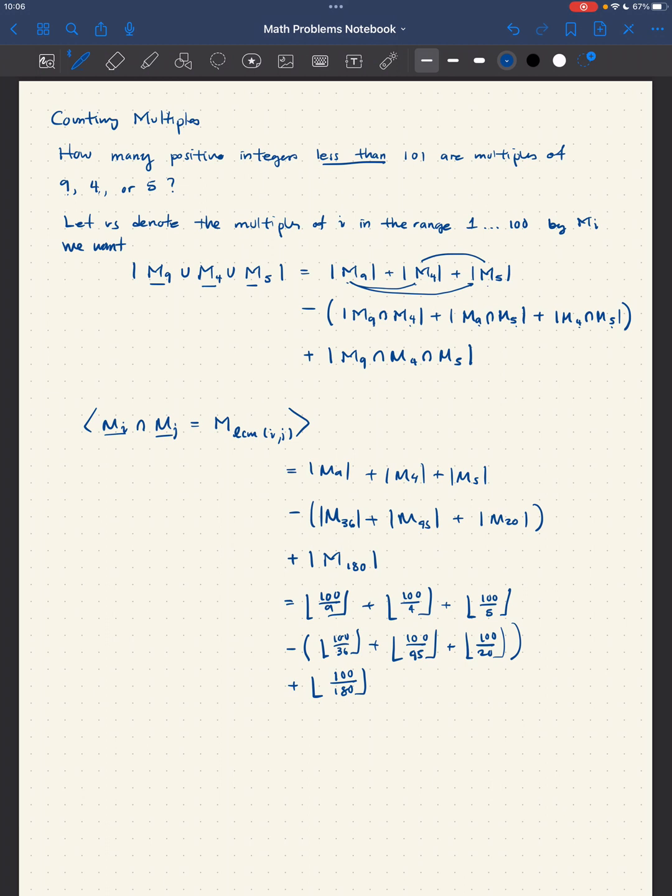Let's make a summary, right? An arithmetic summary. It would be 11 plus 25 plus 20 minus 2 plus 2 plus 5 plus 0. And then, well, whatever that number is. What really is important is the decomposition.